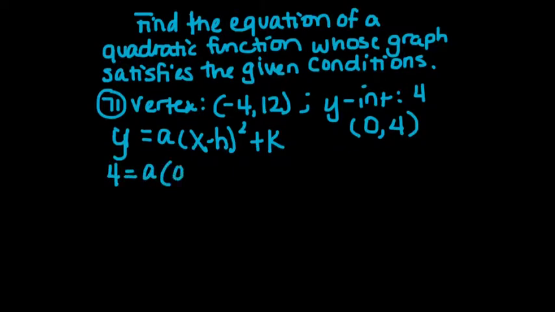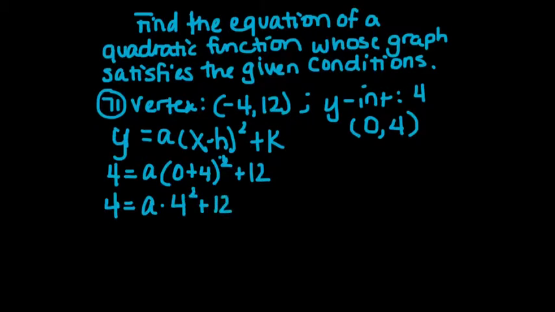X comes from the ordered pair 0, 4, so that would be the x coordinate there is 0, minus the x coordinate of the vertex. So minus the negative 4 is the same as plus 4, quantity squared, plus k would be plus 12. That's the y coordinate of the vertex. Following my order of operations, I do what's in parentheses first. So I have 4 equals a times 4 squared plus 12. I'll be squaring that 4. So 4 equals a times 16 plus 12.